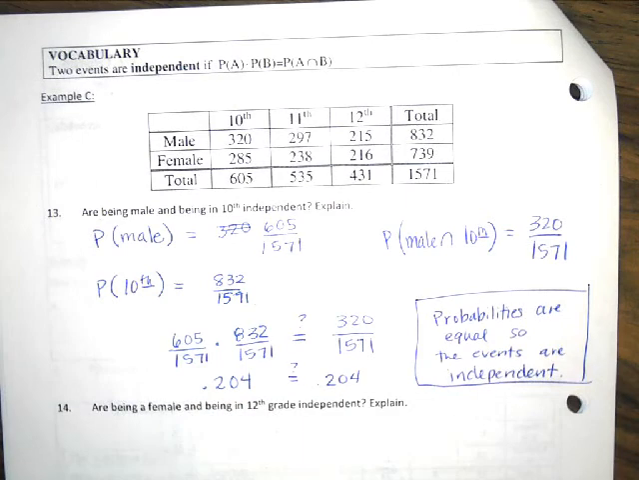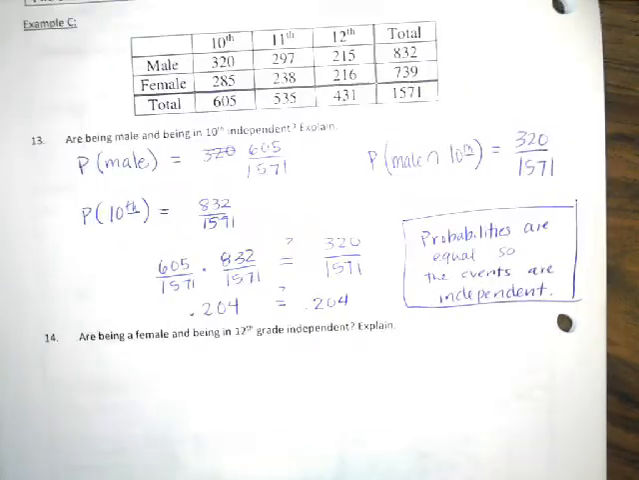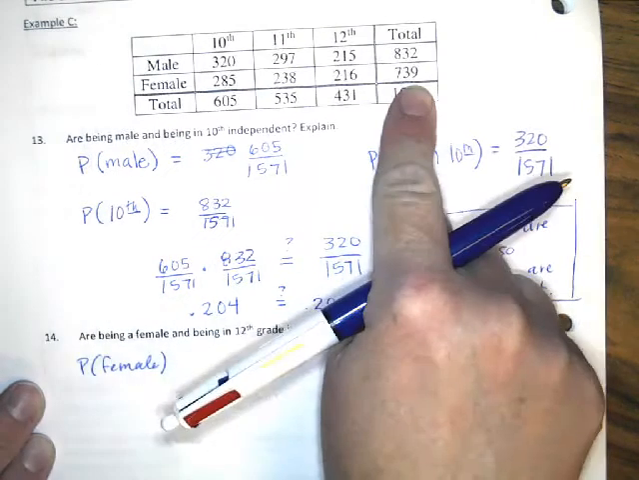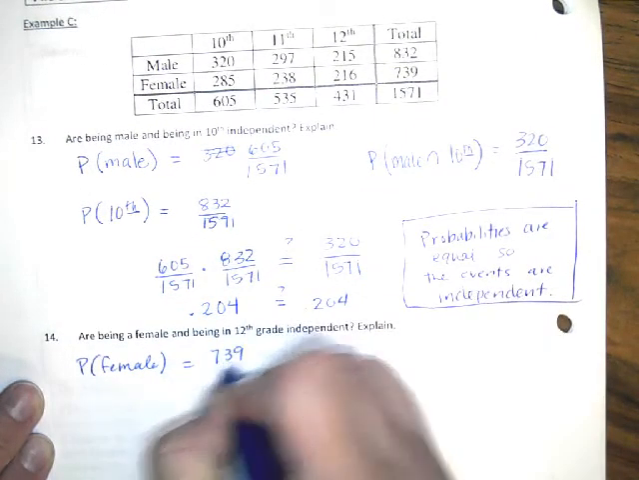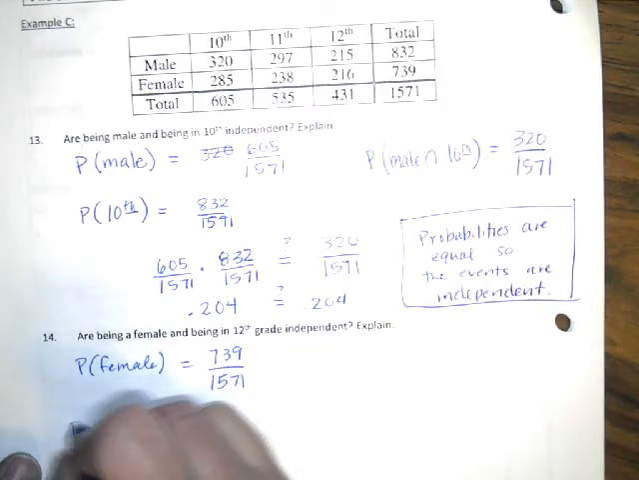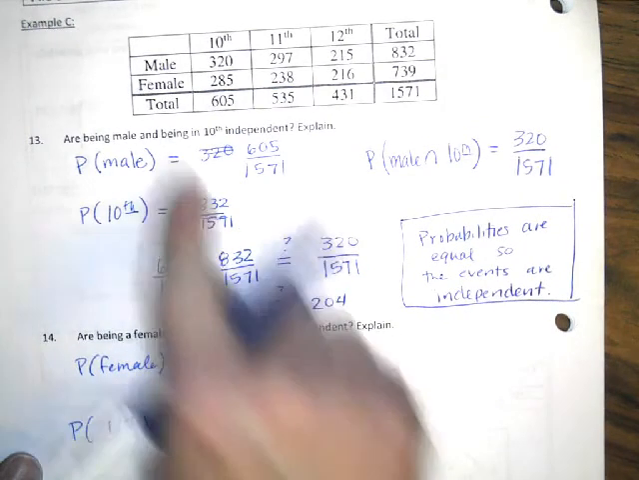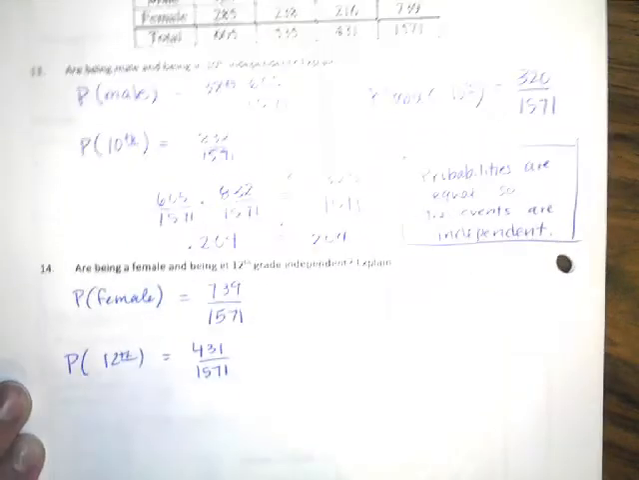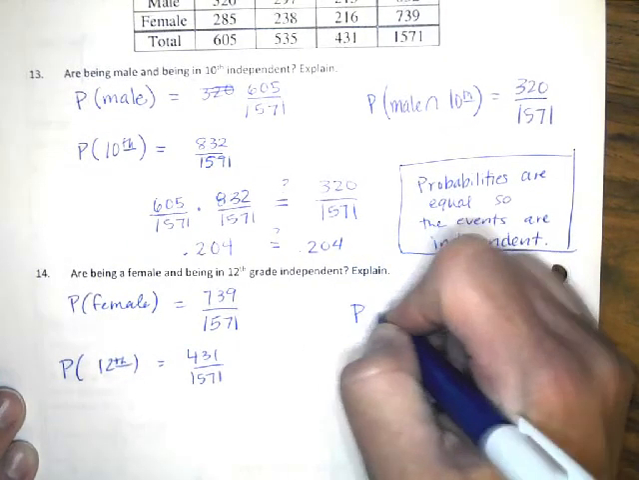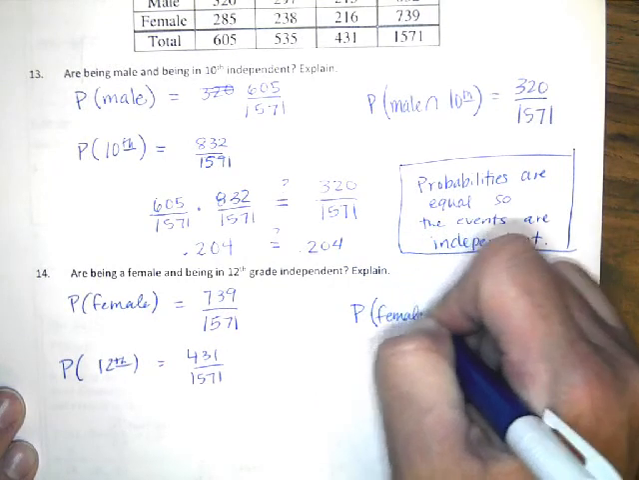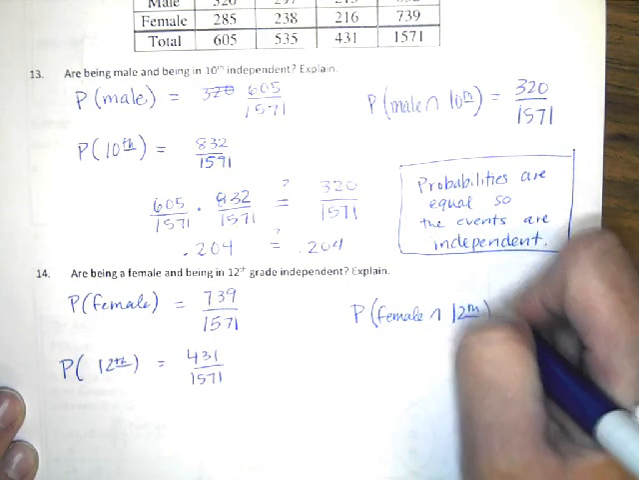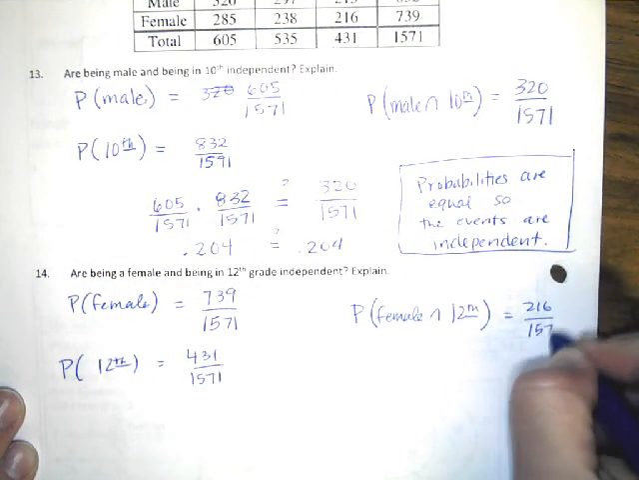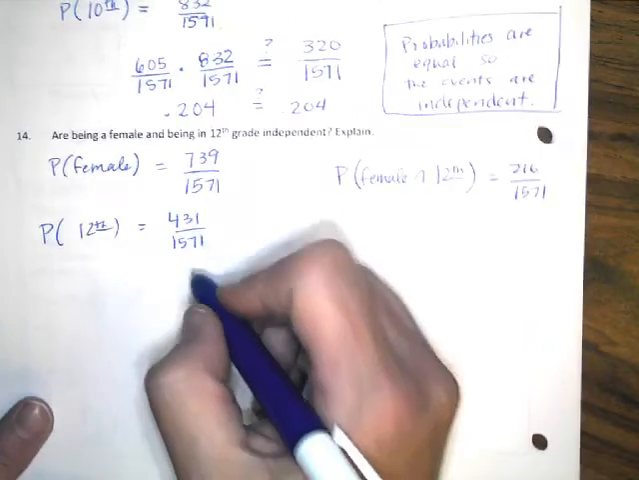Okay, now let's look at another one. Are being female and in 12th grade independent? Okay, so we need the probability of female. So grand total of female is 739 out of the total 1571. Probability that we're in 12th grade is 431 out of 1571. And the probability of that intersection, so the intersection female and in 12th grade, is 216 out of the total 1571.